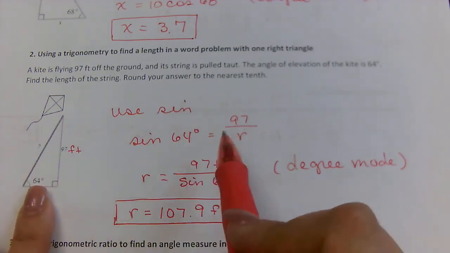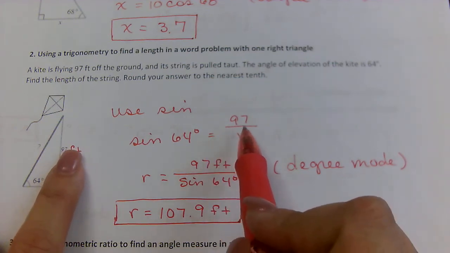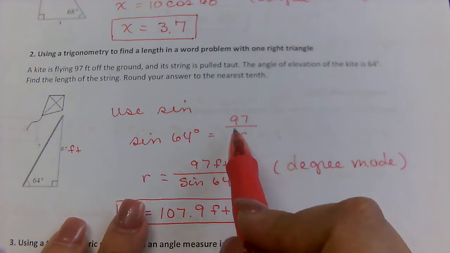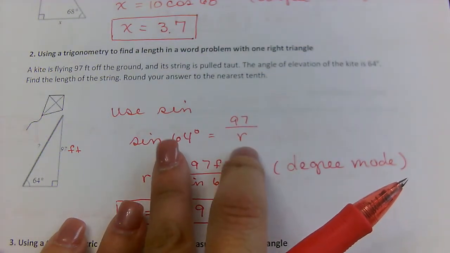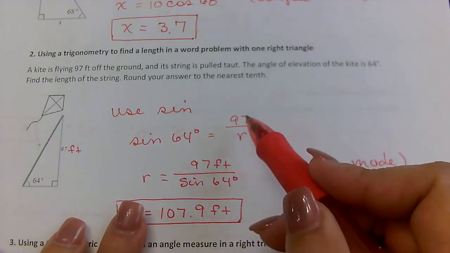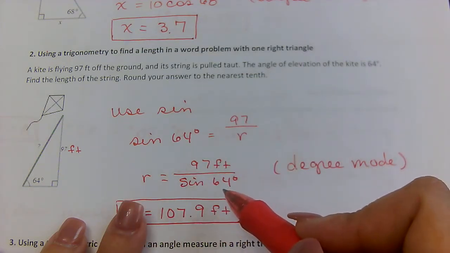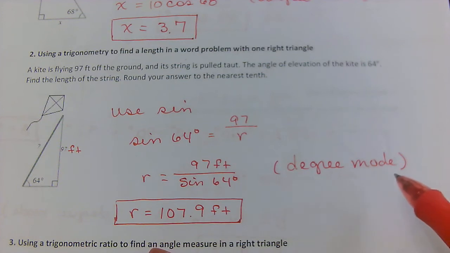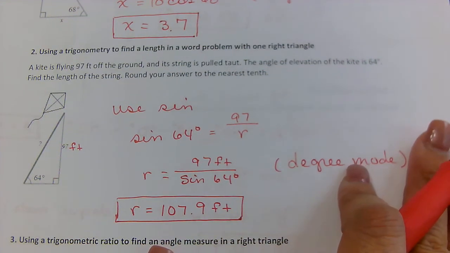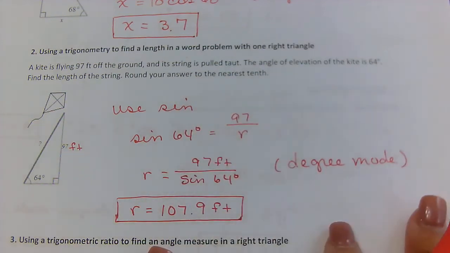Sine of 64 is equal to opposite, 97, divided by r. To solve for r, remember what we're going to do is take these two and just flip it. We'll have r is equal to 97 feet over sine of 64. Make sure your calculator's in degree mode, and you should get 107.9 feet, 1 decimal place.